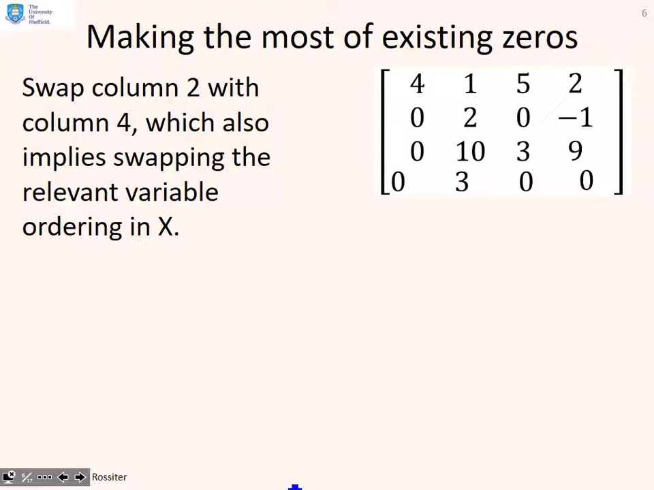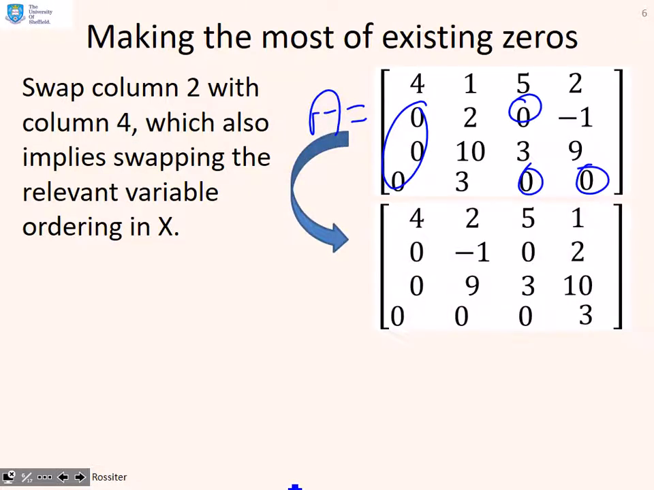So here, imagine this is our matrix A, and what we want to do is optimize the use of the zeros. You'll see there's a number of zeros in this, and we want to optimize the use of those zeros. So the first thing we're going to do is swap column 2 with column 4. You'll see column 2, that's this column, column 4, that's this column. We're simply going to swap those two columns.